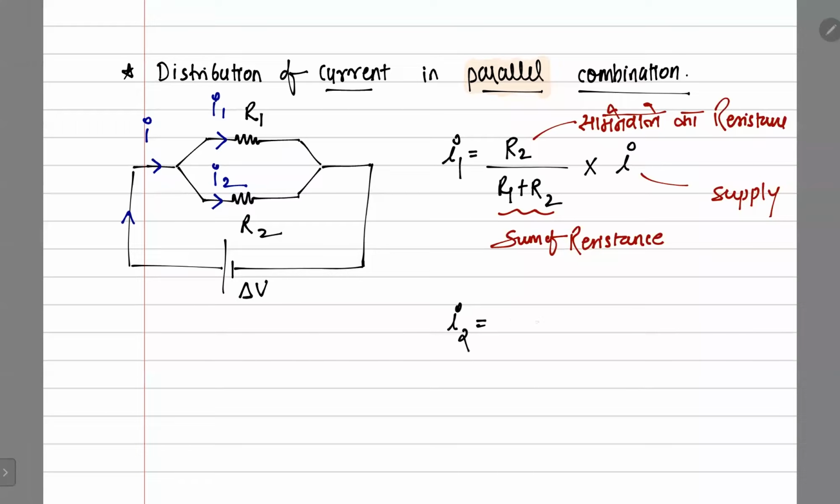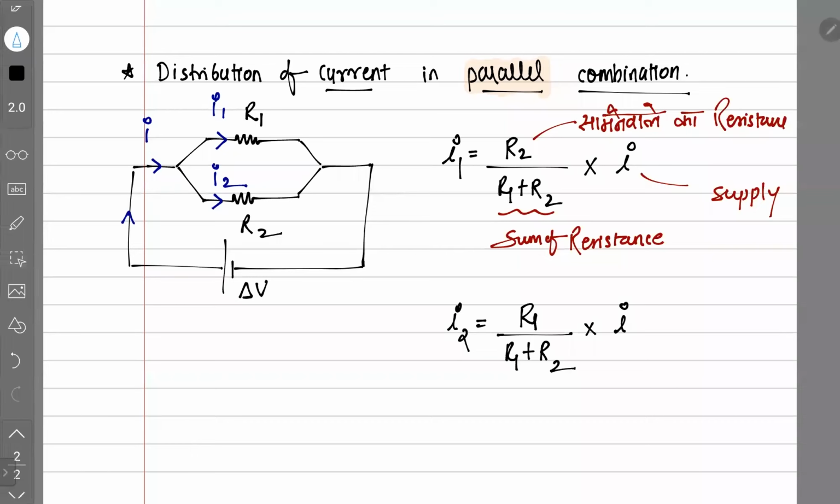I2 can be written as the opposite one's resistance, which is R1 upon sum of resistance, which is R1 plus R2, multiplied by the supply. No, beta, here the supply is current.